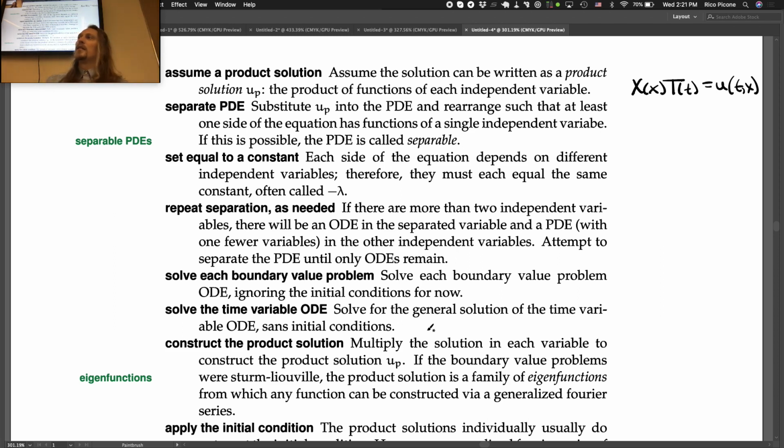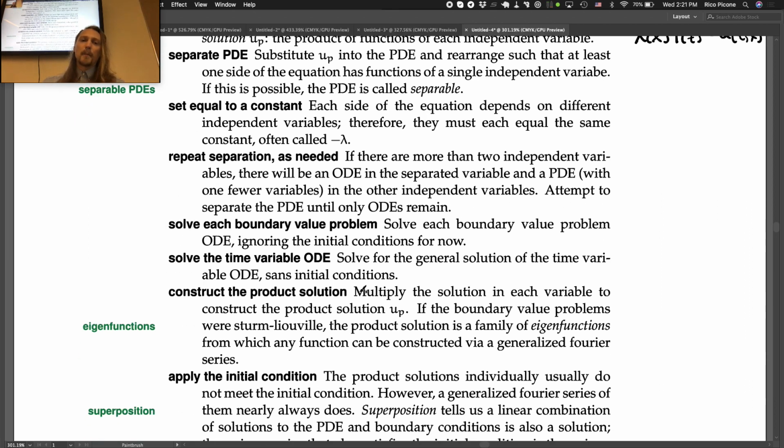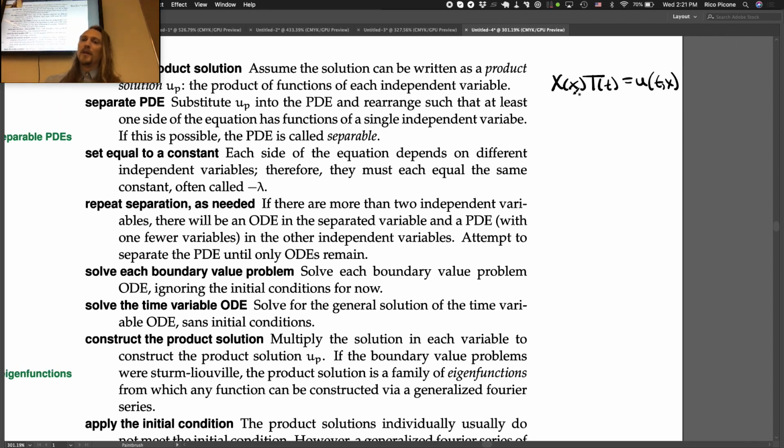So we are not going to plug in the initial condition, because we want the entire solution to match the initial condition. So we're going to leave it as the general solution, and then we'll apply the initial condition in a moment. Construct the product solution: multiply the solution in each variable to construct the product solution. So it's this, but with your solutions plugged in for x and t.